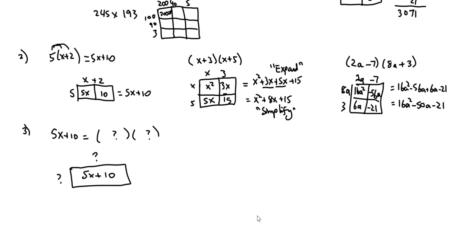So the first thing to do is to think about what number or what term divides evenly into both of these. So it turns out that the one that divides evenly into both is a 5. So I know that one of my dimensions is a 5.